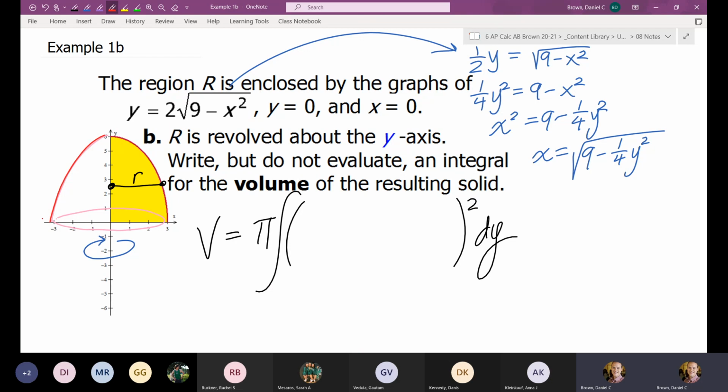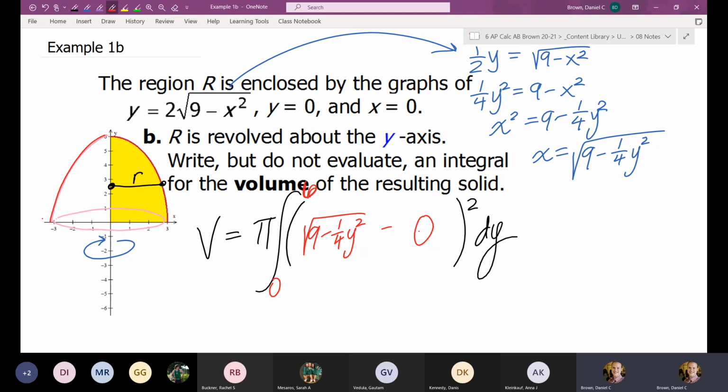0 to 6. So it starts at 0, ends at 6 on the y-axis. And then to define that r, we already turned it to dy, so it's going to be the right function. And again, I did have to solve it for x. It's the right function minus the left function, which is still technically 0.